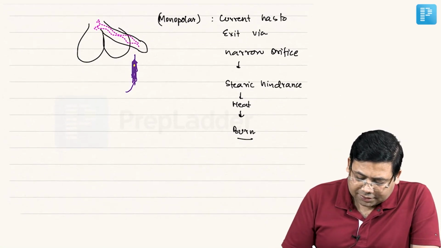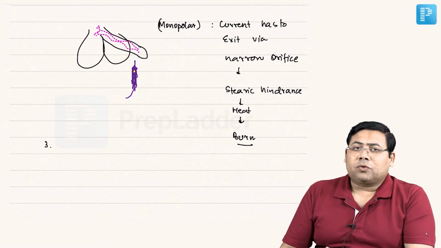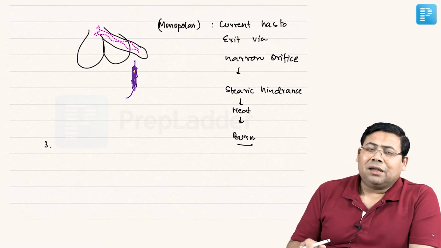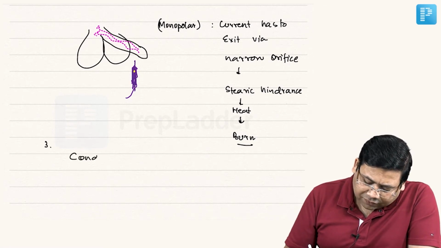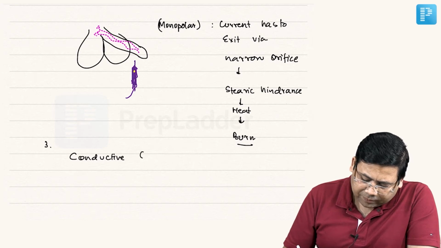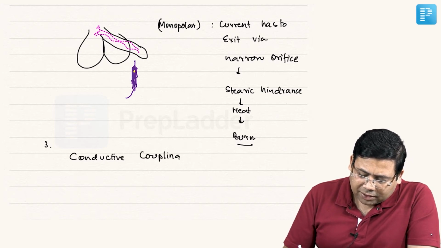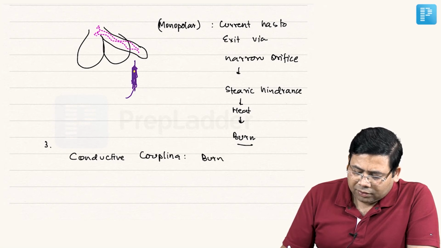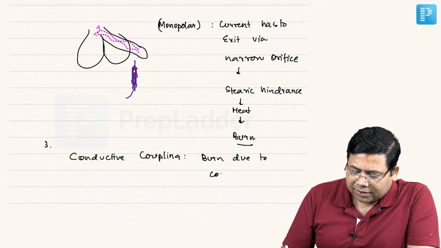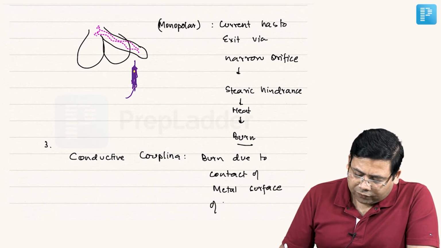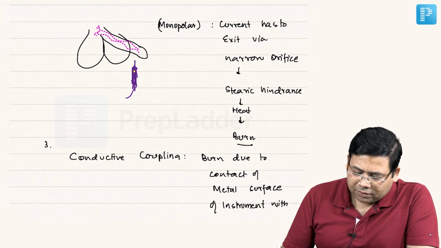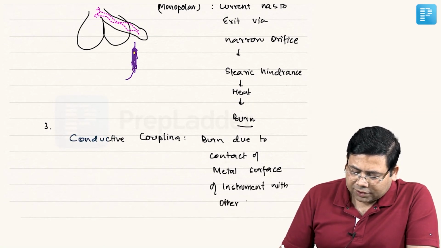The third is seen during laparoscopic surgeries, or rarely in open surgeries because the instruments are small. One thing is conductive coupling. What is conductive coupling? Conductive coupling is burn due to contact of the metal surface of the instrument with other organs.